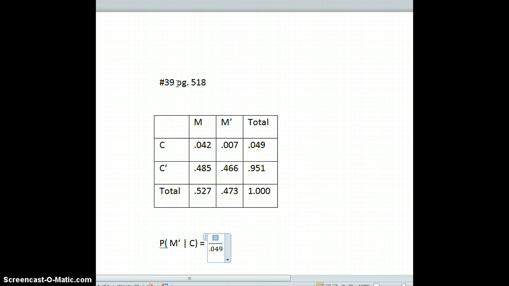And then for number 39, it's similar. Our world is again reduced to just the C row. We're given that C happened for sure. And so what's the chances that the complement of M happened? M not. So again, the bottom's 0.049. That's the total in the C row. And M's complement makes up 0.007 of that. So reduce that for your answer.